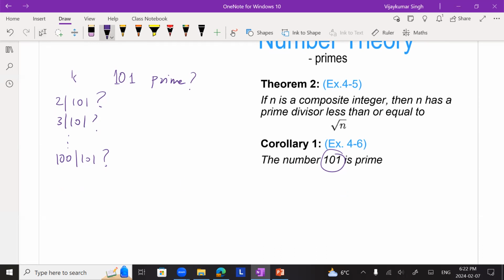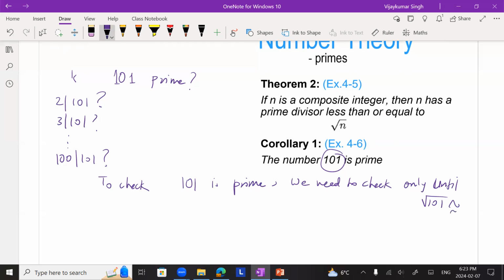So to check 101 is prime, we need to check only until the square root of 101. Again, this is not an integer, so this is roughly like what? 10. So you need to check all the way till 10.